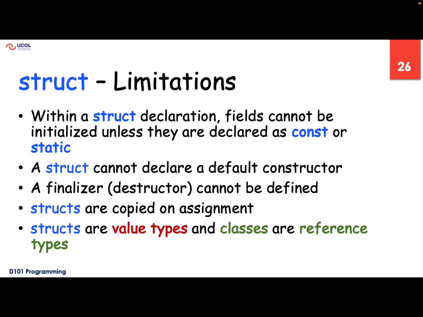But in the structure, we cannot have a destructor. Structs are copied on assignment. When we are assigning one variable to the other, circle 1, circle 2, two objects have been created. When we say circle 1 is equal to circle 2, what will happen? Actually, it will assign the reference of the circle 2 object to the circle 1. And now, no longer can we access the circle 1 object because the reference has been removed.